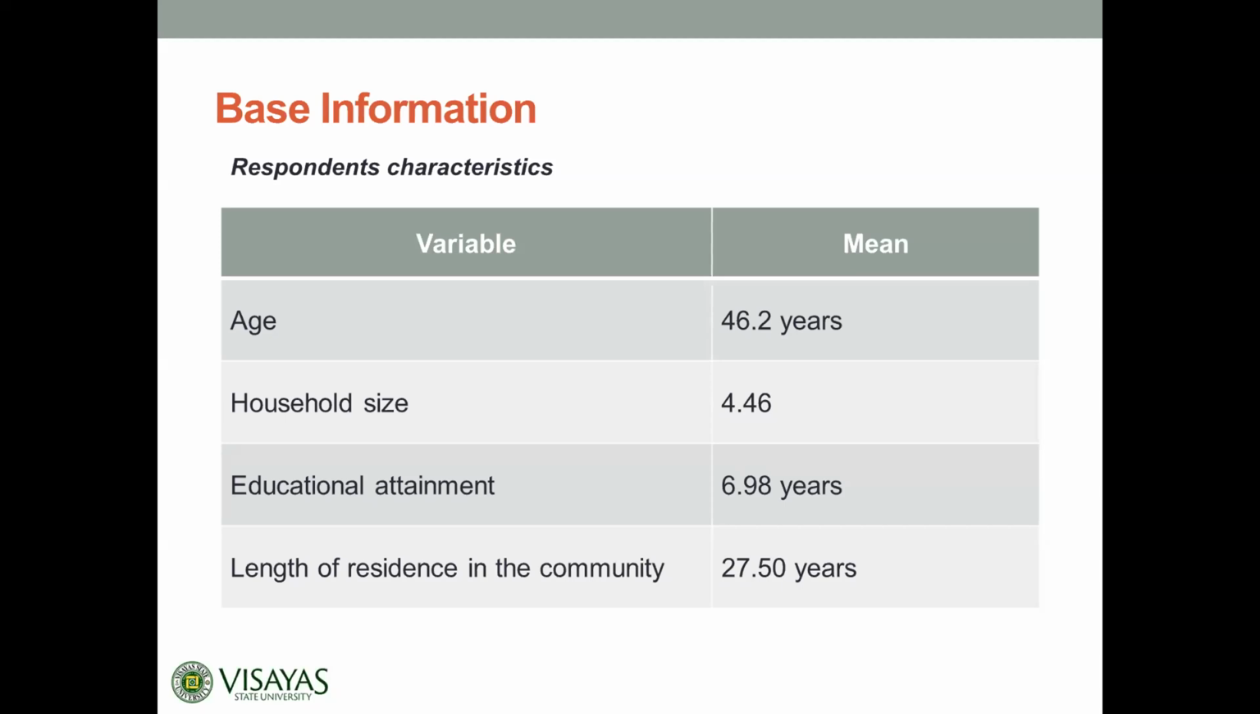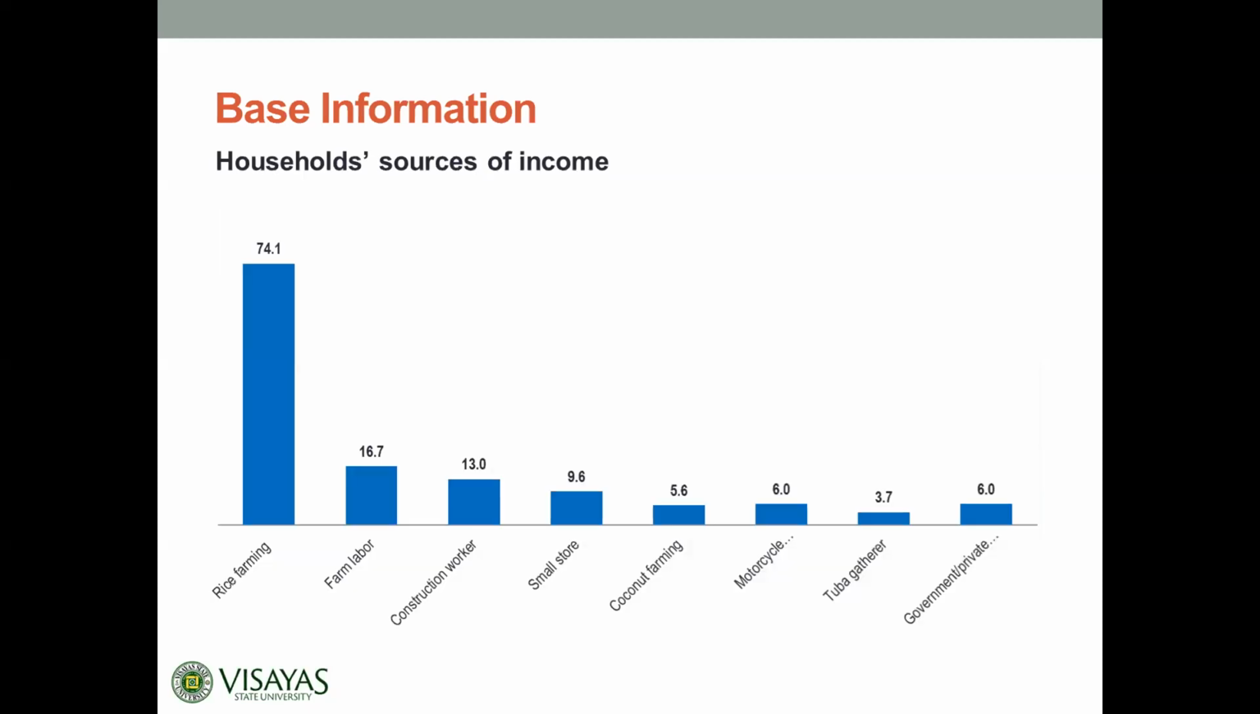And then the length of residence in the community, we were able to establish that those persons interviewed have been living for a longer time in the community, for an average of 27.5 years. So in terms of the sources of income of the households, it really stood out that the dominant source of income is rice farming. Consider that 74.1% of the 54 respondents were into rice farming. And then 16.7% were into farm labor.